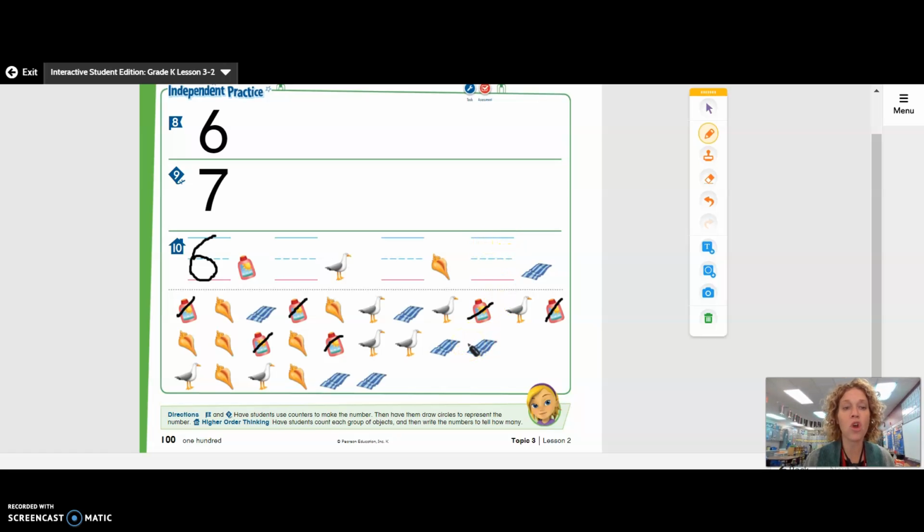All right, boys and girls, when you get done with this page, I want you to take a picture and send it to me. Make sure you are making your best number 6s and 7s ever. It's okay to erase it to make it better.